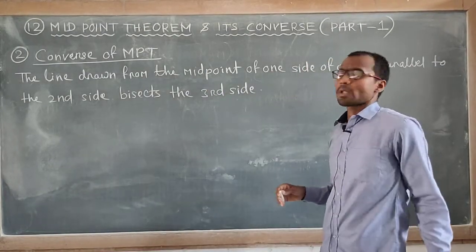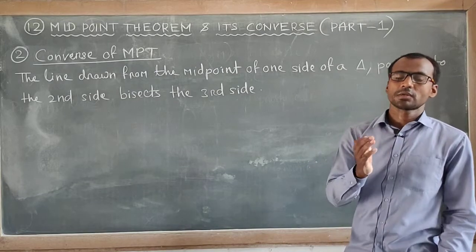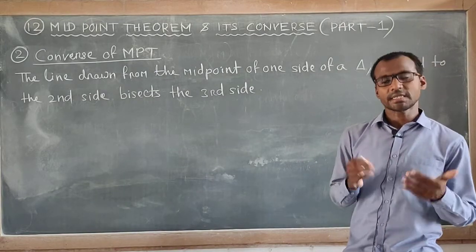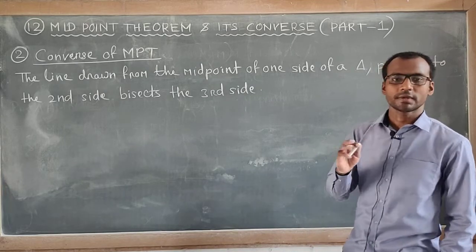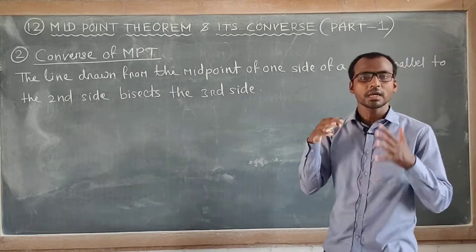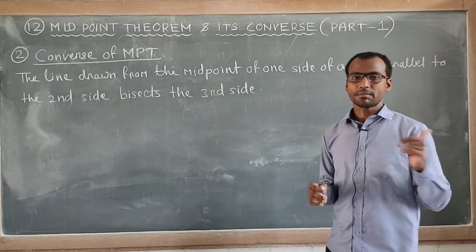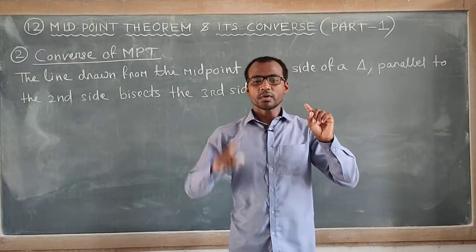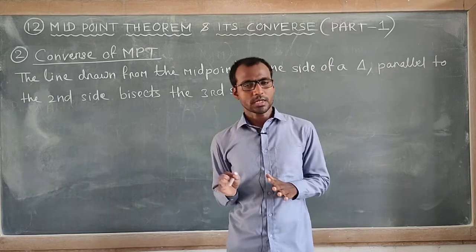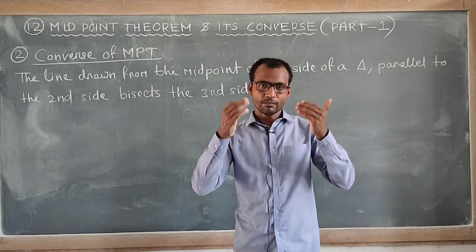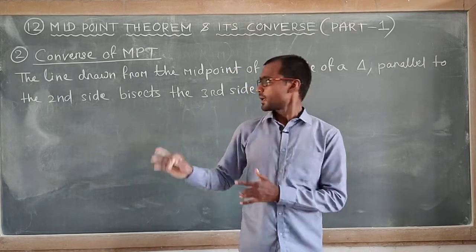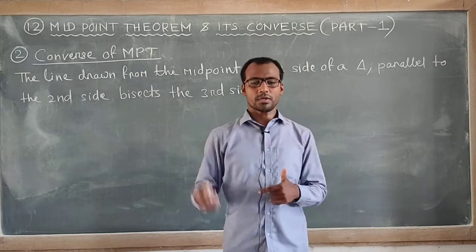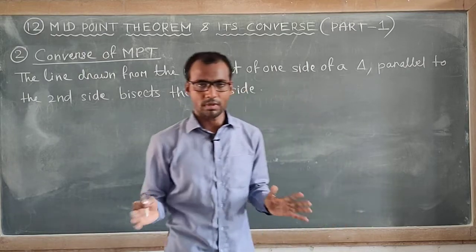The line drawn from the midpoint of one side of a triangle parallel to the second side passes through the midpoint of the third side, or bisects the third side. This is called converse of MPT. This is closely related to the previous theorem, that is MPT. MPT stated that midpoint then parallel. Converse of MPT states that midpoint, parallel, then midpoint. Okay, very simple to remember, very easy to remember.